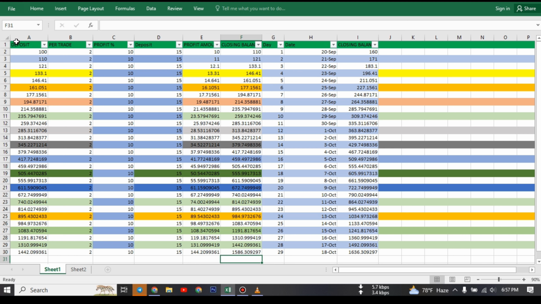What is your balance? You have to change only here, not the full area, only this cell according to your balance. Suppose your balance is $300, then place $300 here. Suppose your balance is $10, then place $10. All right. After placing it, click enter, and the whole amount will be changed.